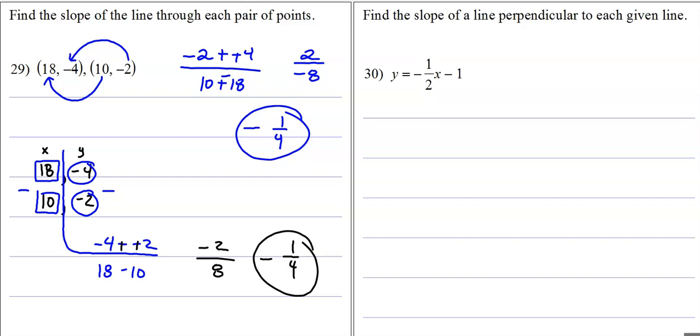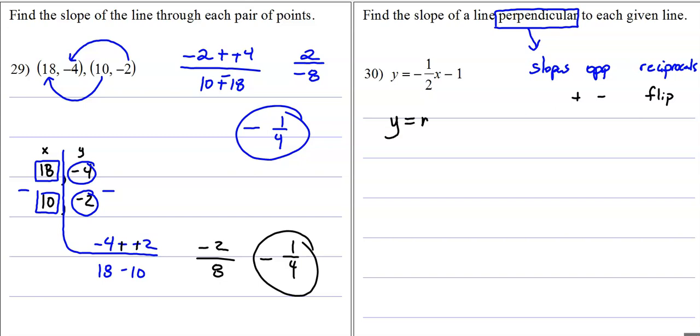Let's go over here. Find the slope of a line perpendicular to the given line. All right, so I look at number 30, and the key thing about perpendicular is we need to have slopes that are opposite reciprocals. Okay, so opposite means you're going to have one positive, one negative, and reciprocals means we're going to flip the fraction. So the first thing we need to understand about this one is it's in slope-intercept form. It's in y equals mx plus b form. And when you want to know slope, it's the m. It's whatever's in front of x. So the slope for this problem is a -1/2.